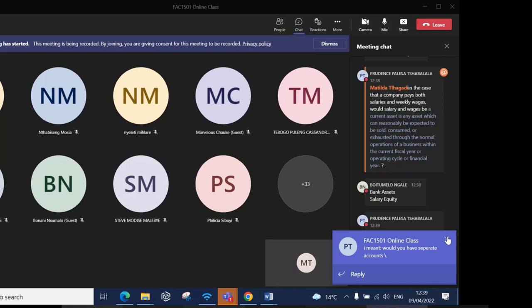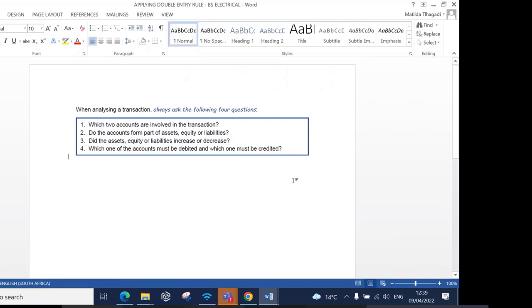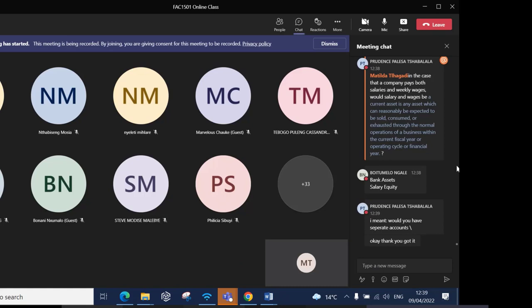So the question is, would you have separate accounts? Normally, companies don't have separate accounts. It's salaries and wages, so they would put it in one account called salaries and wages. Okay, so basically we said bank is an asset, salary forms part of equity.